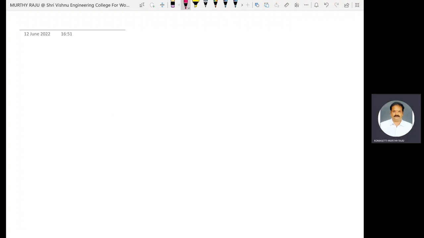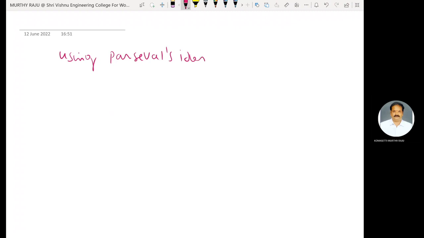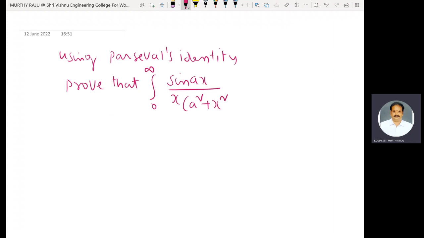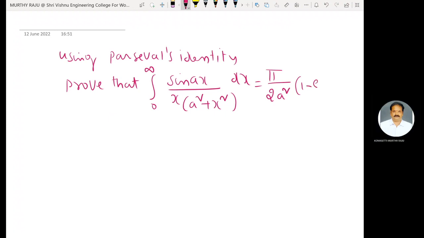In this video, I am going to explain, using Parseval's identity, prove that the integral from 0 to infinity of sin ax by x into a square plus x square dx is equal to pi by 2 a square into 1 minus e power minus a square. Solution.